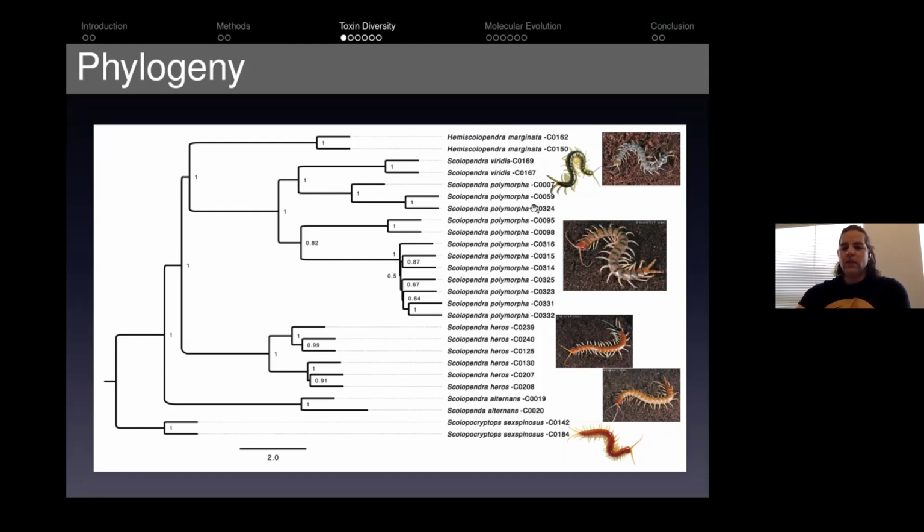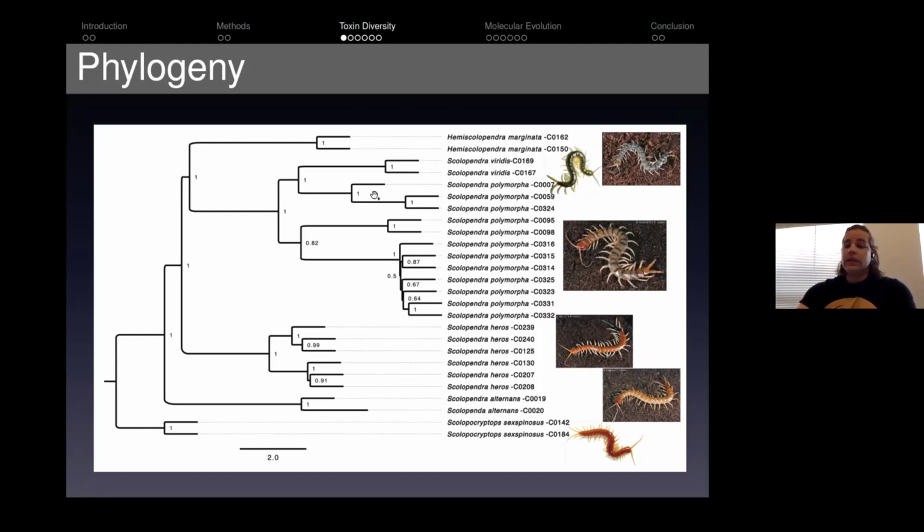We can see here that with this molecular phylogeny that I generated from that RNA-seq data, Hemiscolopendra marginata actually clustered within the genus Scolopendra. And so this kind of highlights some of the work that's needed on centipedes, that we're able to get some of this molecular evidence for their phylogenetics, so we can more accurately determine which species are closely related. So this tree was generated with about, I think, 800 to 1,000 nuclear loci.